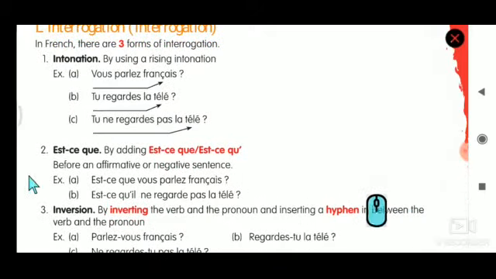Second form, est-ce que, by adding est-ce que or est-ce qu' before an affirmative or negative sentence. Est-ce que vous parlez français? Est-ce qu'il ne regarde pas la télé? If you see, this is just like intonation, but with intonation we don't know whether it is a question or a statement. Only the question mark helps us identify that it is a question, but to make it a perfect question we use this keyword called est-ce que. That is type 2.